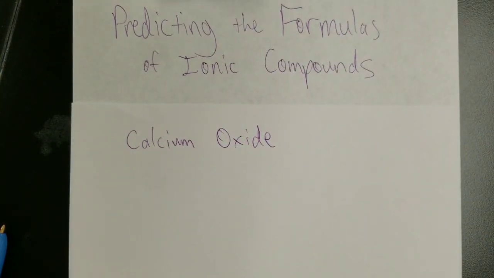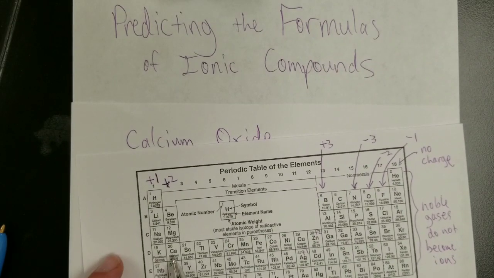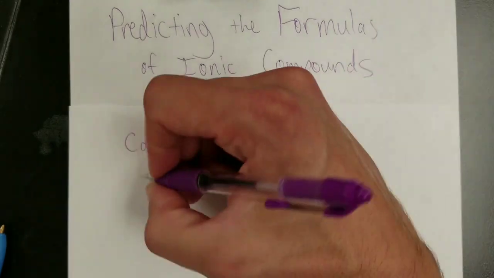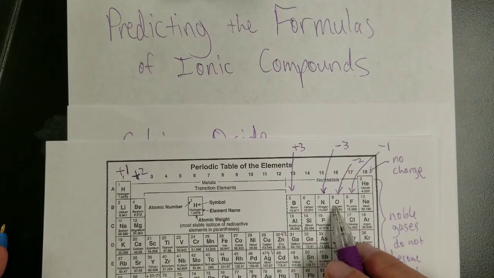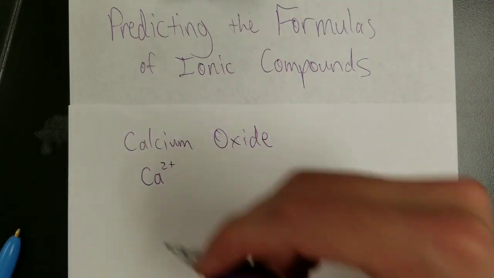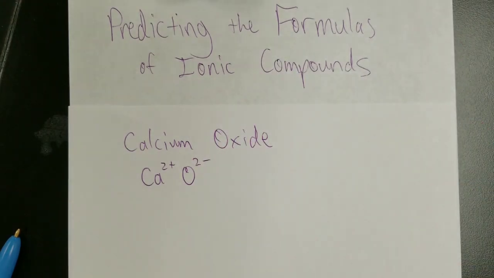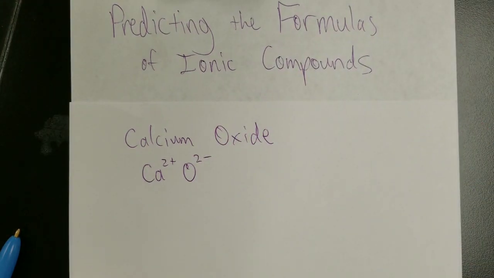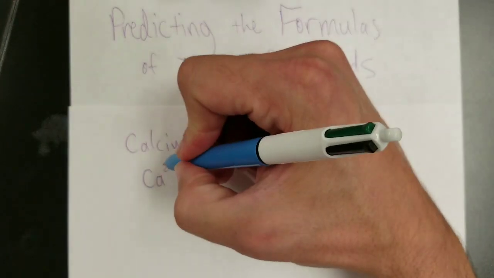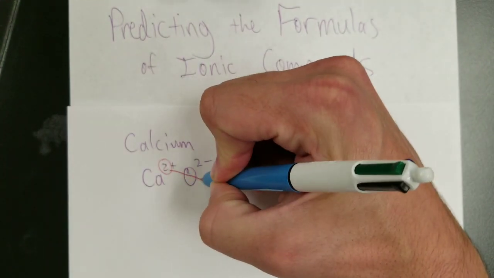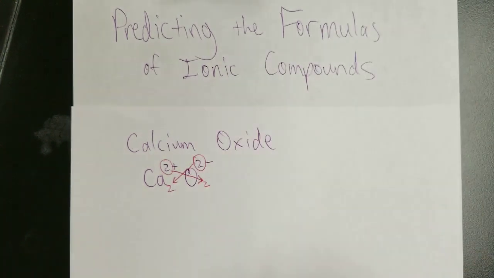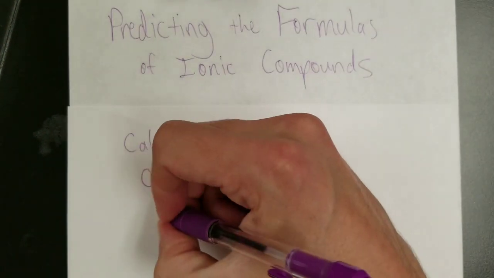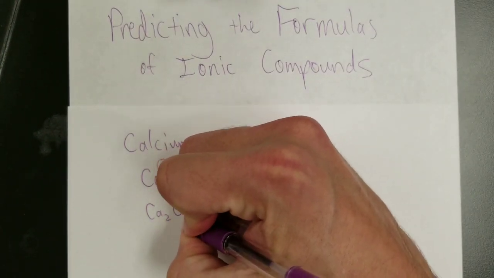So with calcium oxide, we look at calcium. Here it is, a +2. Calcium 2+. Oxygen is a 2-. So that's O2-. So what I'm going to do is bring those charges down. Let's do the crisscross method. I'll bring this 2 down here, and I'll bring this 2 down here, giving a formula of Ca2O2.